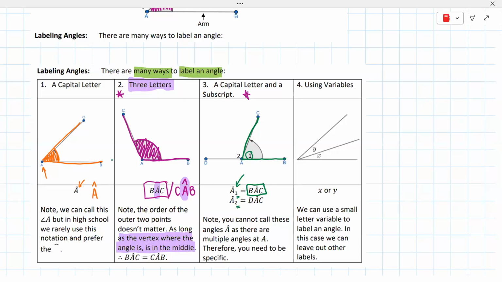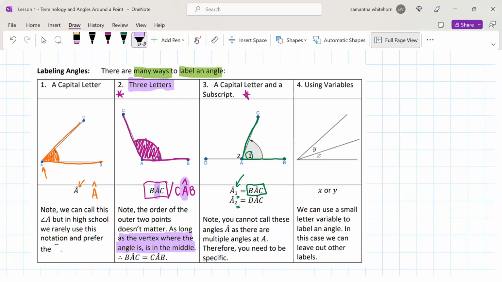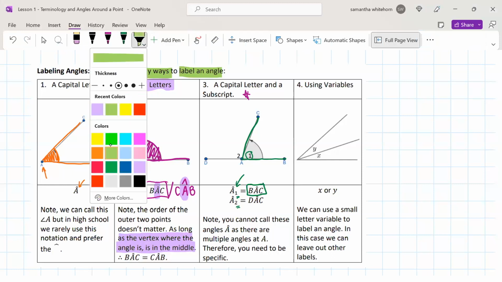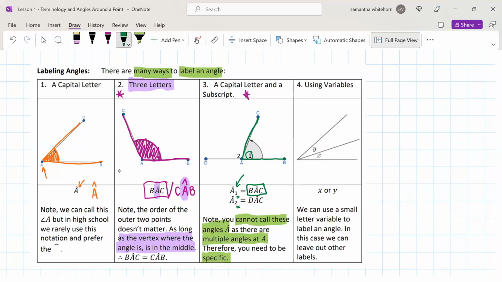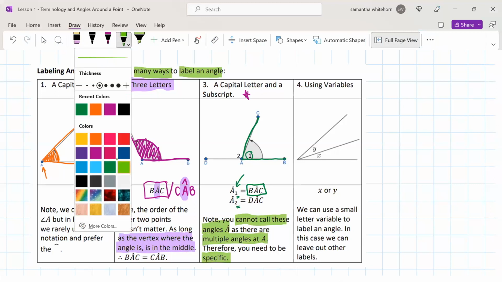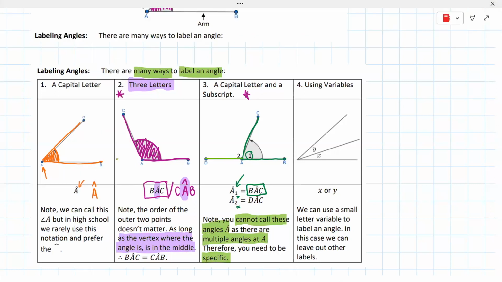Very importantly, I'm going to say this again, and it says it here at the bottom. We can't call all of the angles just angle A because there are multiple angles at point A. So we need to be very specific when we have this situation. If we were to look at angle A2, we can see that's created by the arm AD.